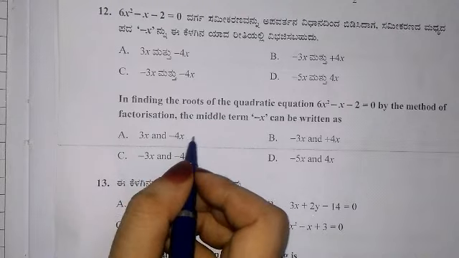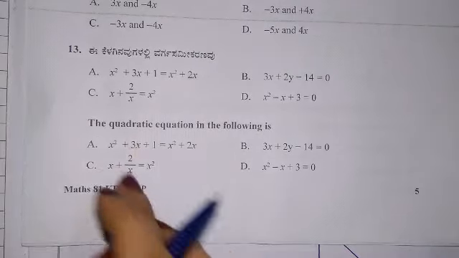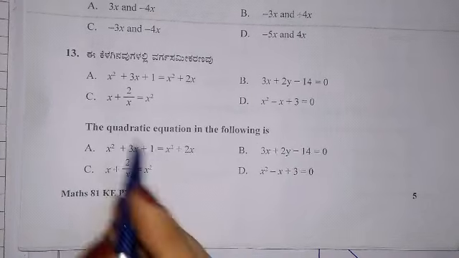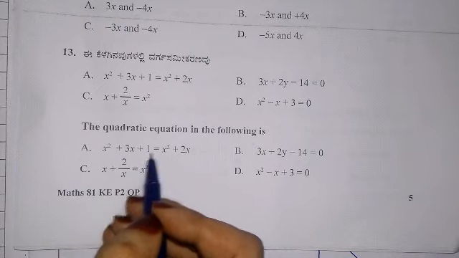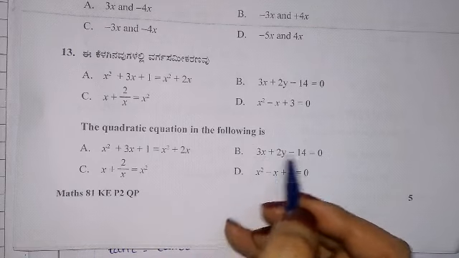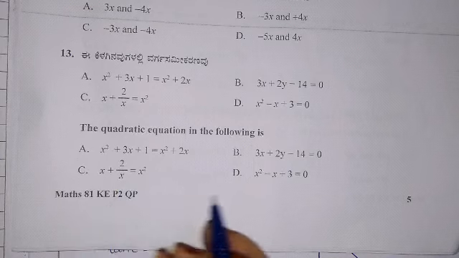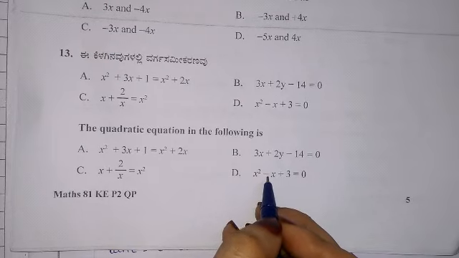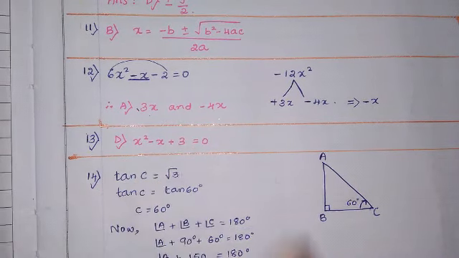3x and minus 4x. Okay, so the next question, the quadratic equation in the following is. Here so many equations we can see, which is the quadratic equation. See, here x square gets cancelled. There is no degree 2. If x square gets cancelled, this is a linear equation. Here if it multiplies, it will become cube. So the correct option is option D, x square minus x plus 3 equals to 0. This is the quadratic equation because it has highest power 2.